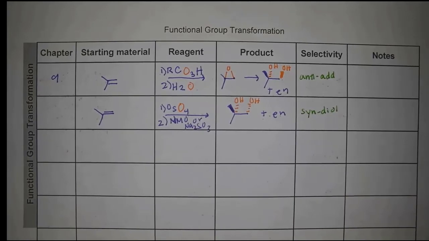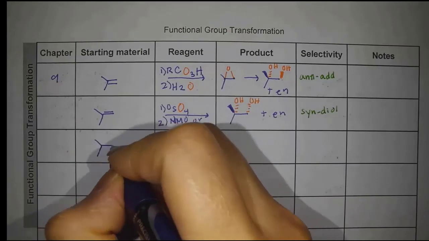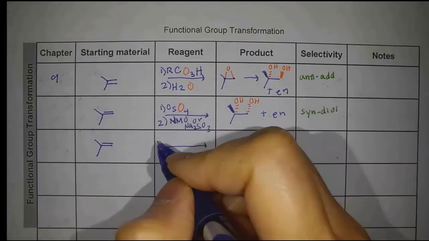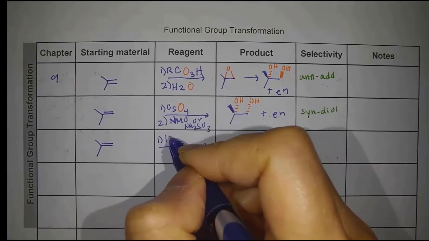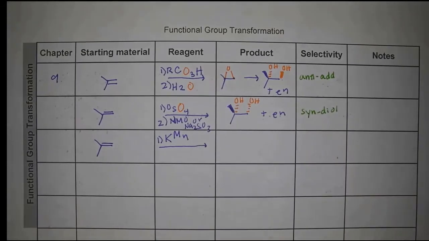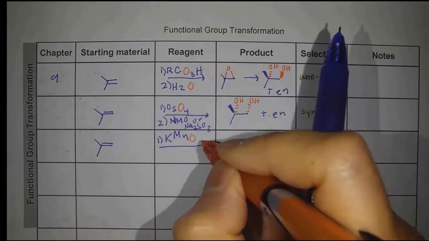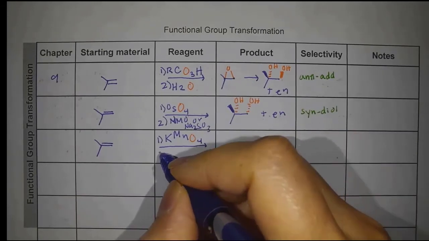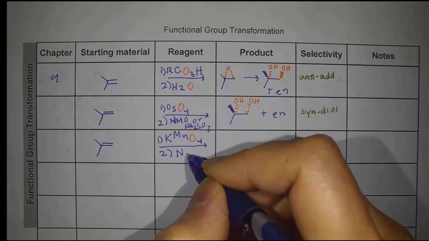So on paper, osmium tetroxide works fine. In the lab, if you were on a budget, we might use KMnO4 instead. So potassium permanganate will do the same thing. And we would follow this up with sodium hydroxide.